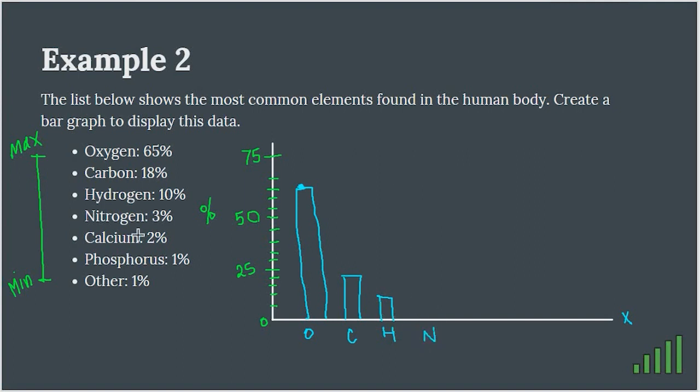Nitrogen came next, and nitrogen, there was only 3%, so we're trying to get a little bit lower, right? Calcium, I think it's Ca, and calcium had 2%, so a little less than this. And then we have phosphorus. Phosphorus is 1%, so just one little blip up, as well as other. It's just the same height as phosphorus. And that's it.